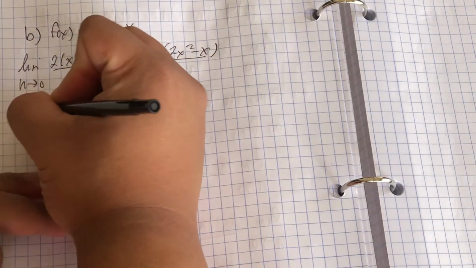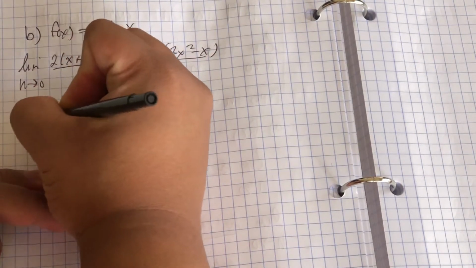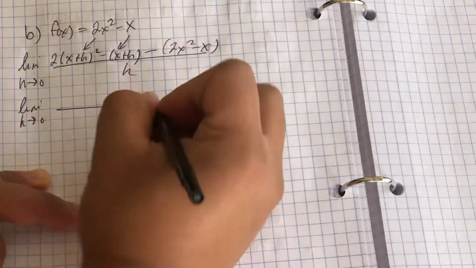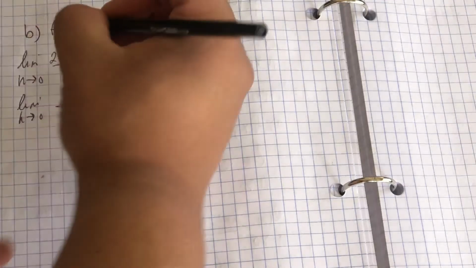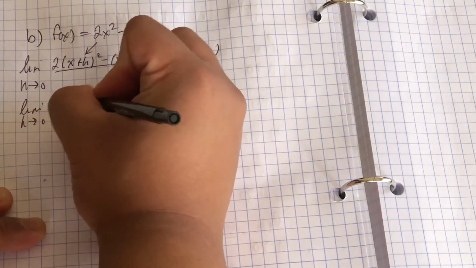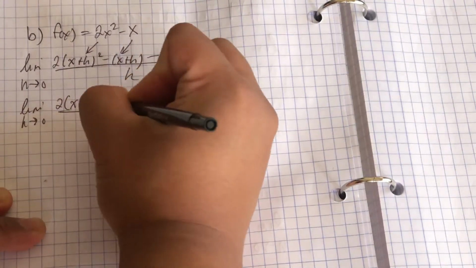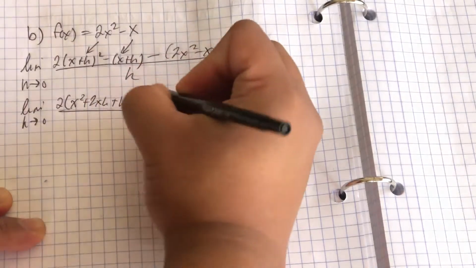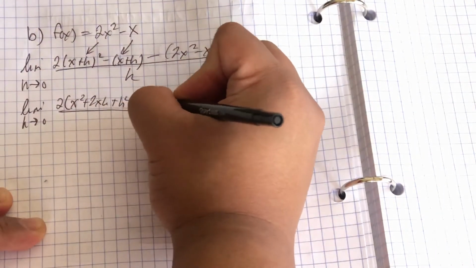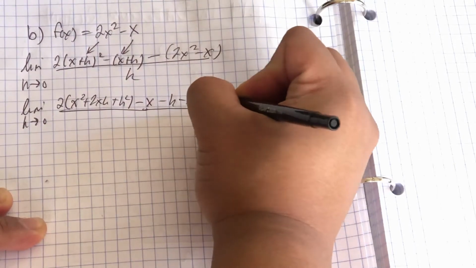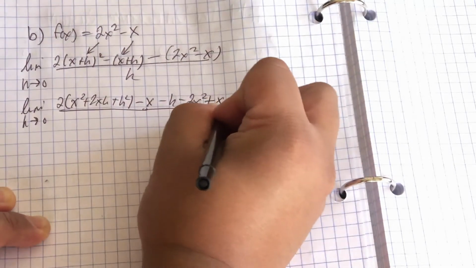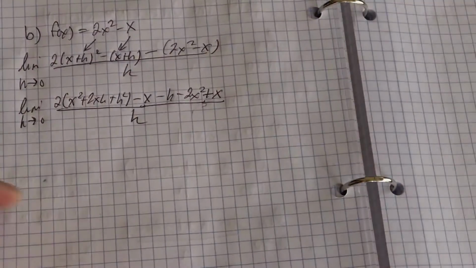Okay, we're going to multiply the whole top out. This becomes, again, I'm always going to rewrite the limit every time I'm doing something different. I'm going to write a big fraction sign again. This becomes 2x squared plus 2xh plus h squared minus x minus h minus 2x squared plus x. Ooh, I almost fell for it. All over h.